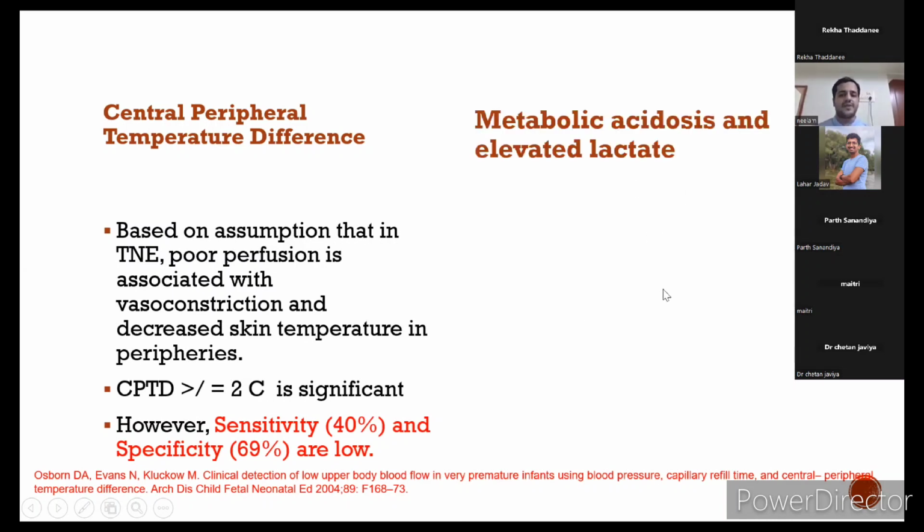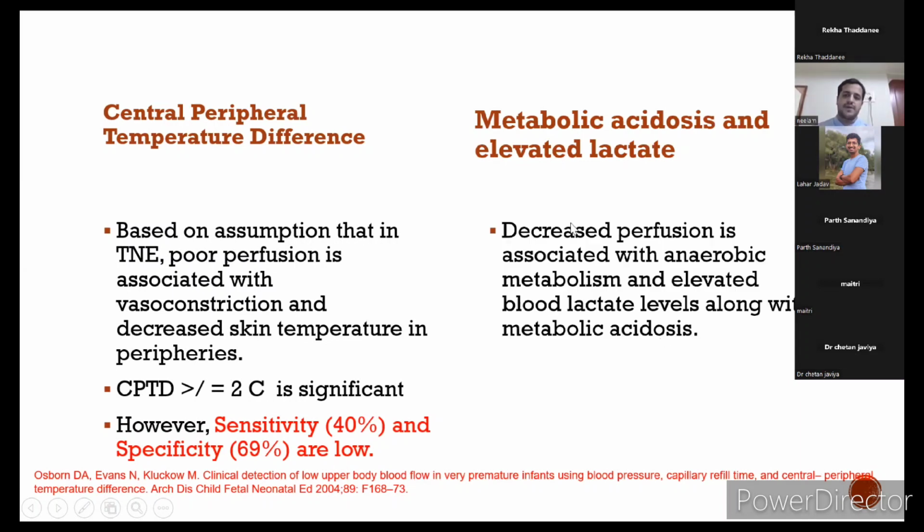Then one more parameter which we use is metabolic acidosis and elevated lactate. Elevated lactate and metabolic acidosis usually happen whenever there is anaerobic metabolism. The problem here is that by the time you pick up an elevated lactate and metabolic acidosis, your child has already entered maybe an irreversible phase, and you are quite late in diagnosing it.